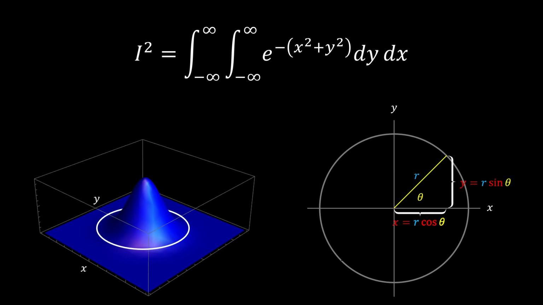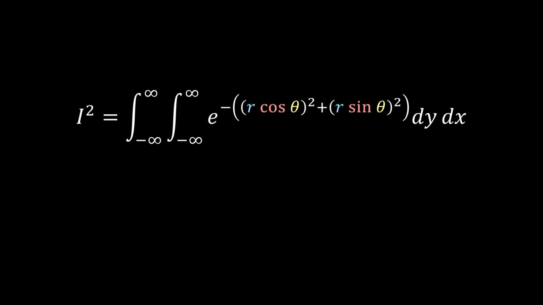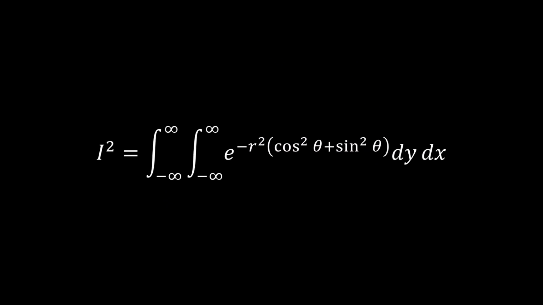Going back to our integral, let us write x and y in our double integral in terms of r and theta. After plugging the polar coordinates of x and y and applying laws of exponents and pulling out the r squared, we end up with the following.